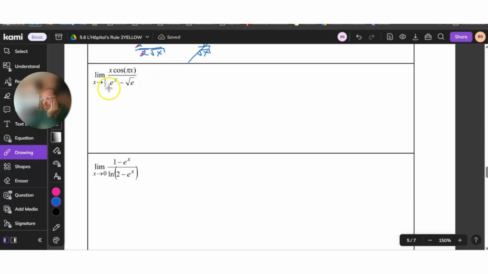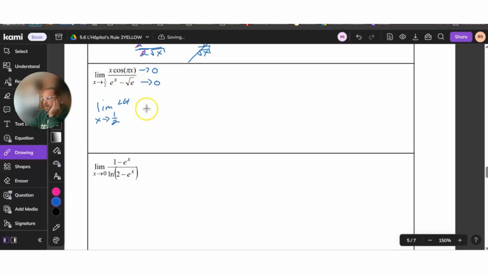All right, so if we do this one and we put in a half, we're going to get cosine of pi over 2, which is 0. Here we're going to get e to the 1/2 minus e to the 1/2, so that's also 0. All right, so we got to L'Hopital this sucker. Limit as x approaches 1/2. We're going to L'Hopital.